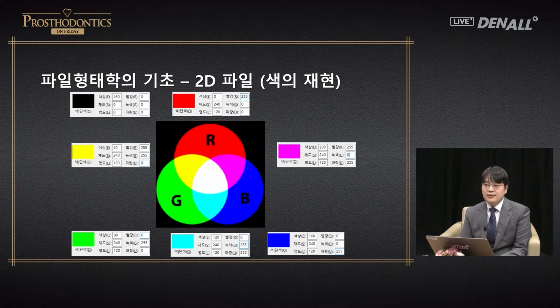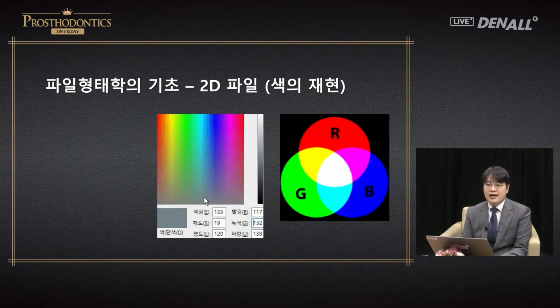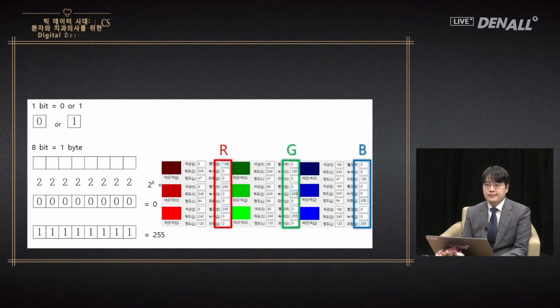In the computer, to represent a color, 256 levels of combination of red, green, and blue are mixed together. For example, red is from the maximum red value of 255, and yellow is maximum red and green 255 each. As you can see, red, blue, and green are combined together to represent various colors.